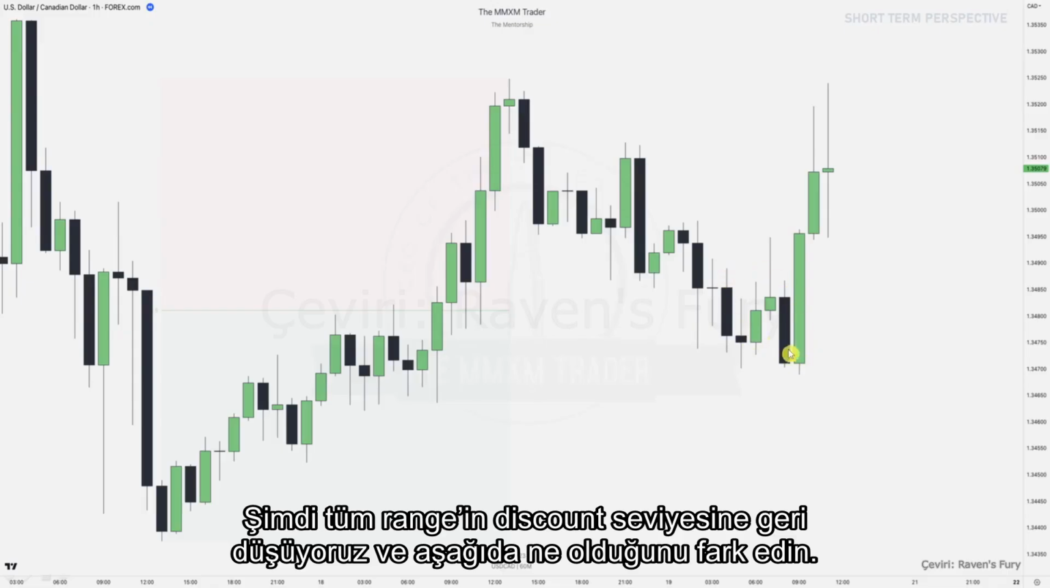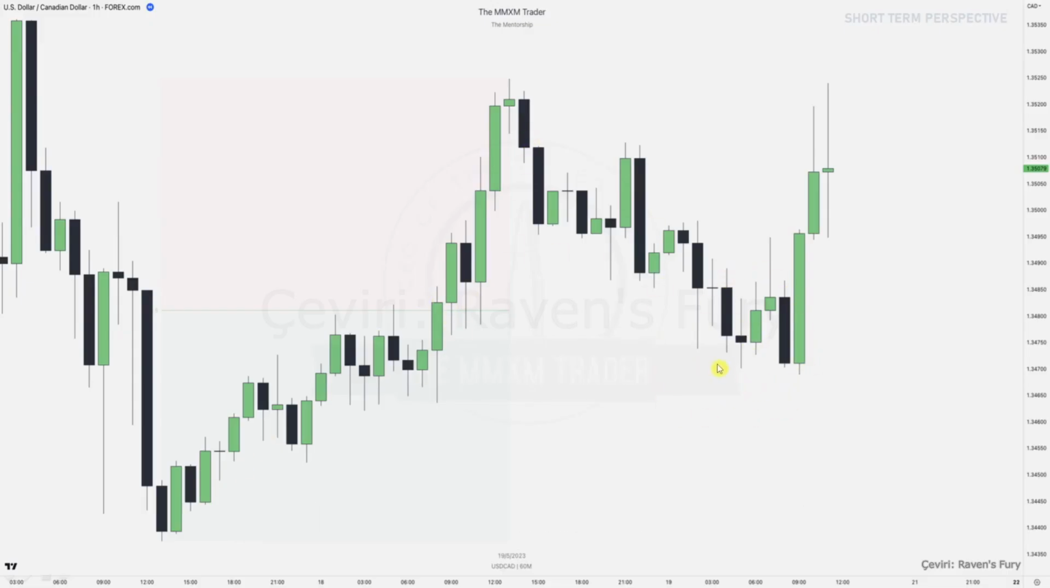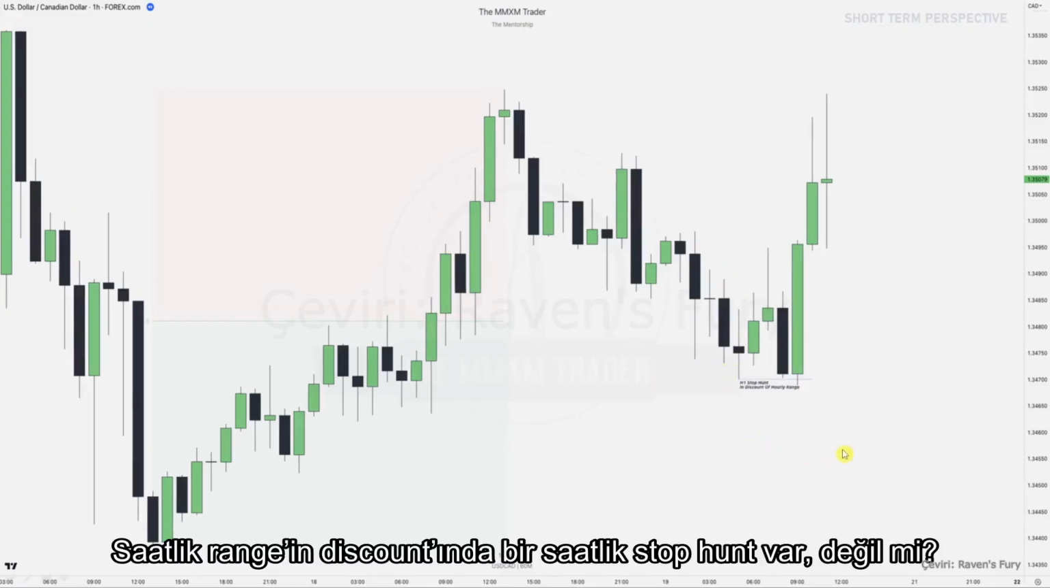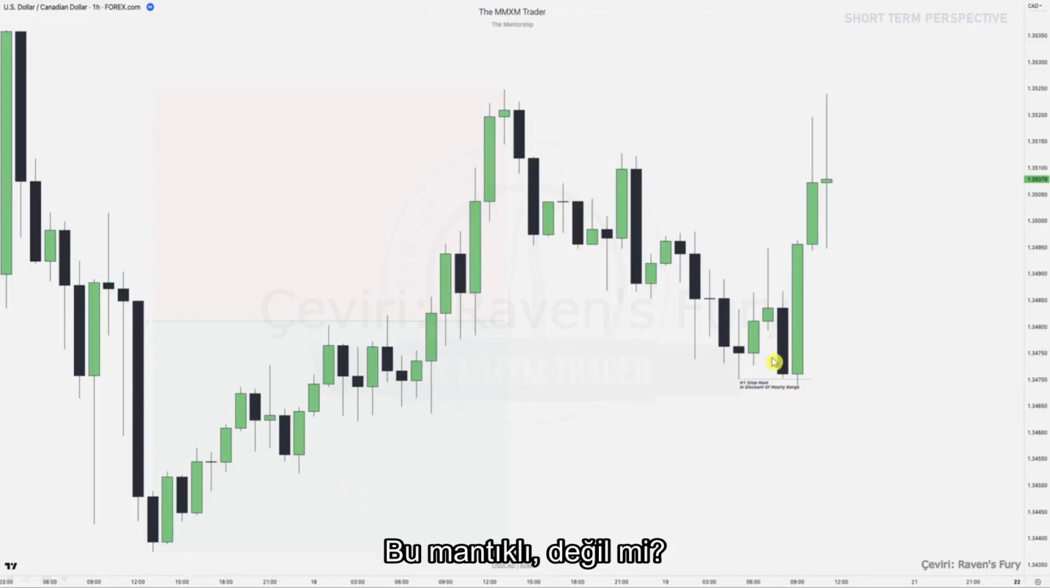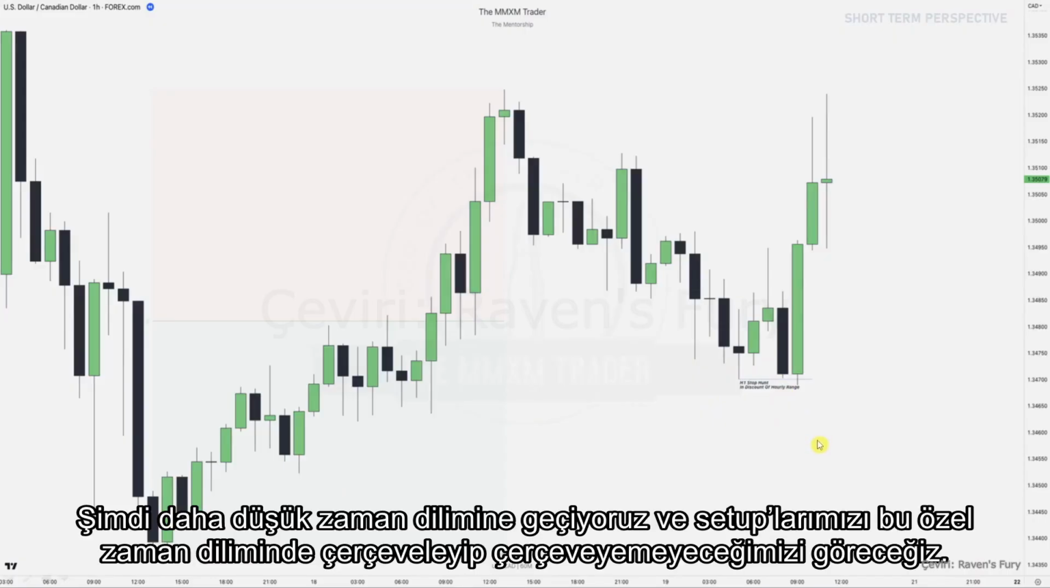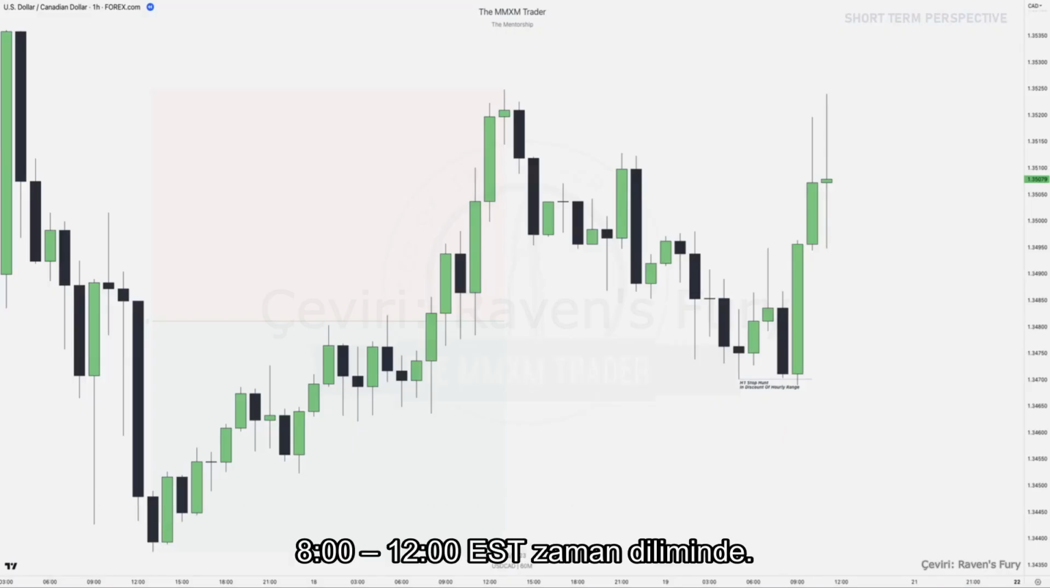Now we drop down back into discount of this whole range, and notice what happens down here. We've got that 1 hour stop hunt in discount of this hourly range, right? So this makes sense. Scenario number one, again, stop hunt, and now we'll dive into a lower time frame to see if we can frame our setups in our specific time frame, right? At 8 a.m. to 12 p.m. EST time frame.